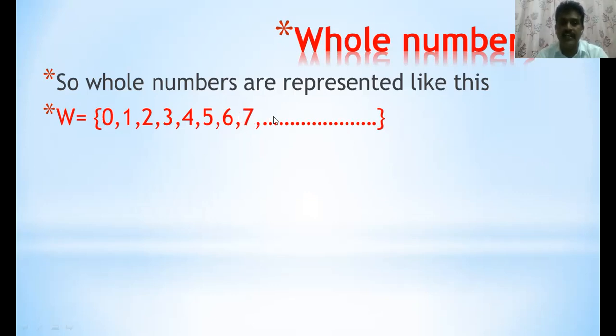We can write 8, 9, 10, 11, 12, 13, 14, 15, 100, 1 lakh, 1 crore. Any highest number you can write. That is why the highest whole number can't be defined. As we said in natural numbers, the highest natural number can't be defined. The least natural number is 1. Here, the least whole number is 0. The highest whole number can't be defined. Okay, children, let us see some questions on this.